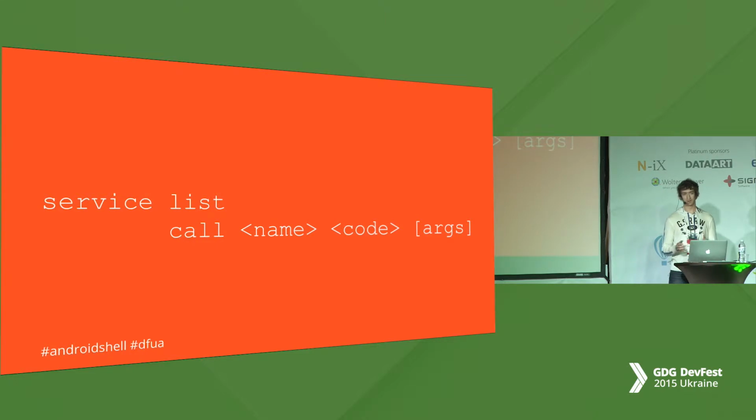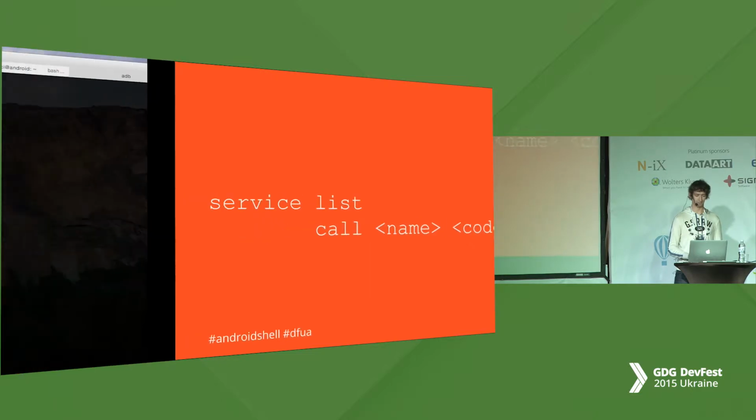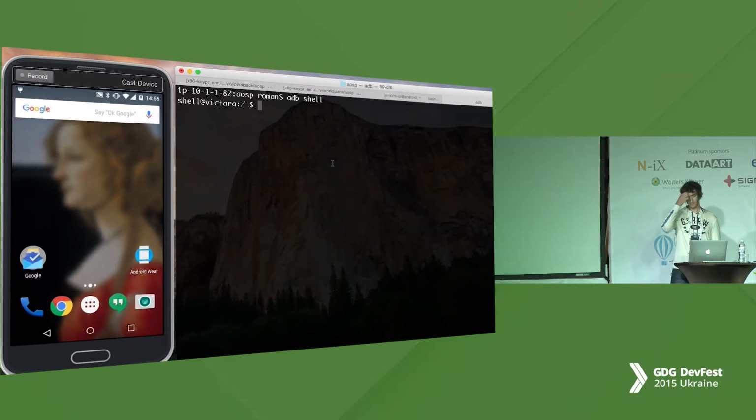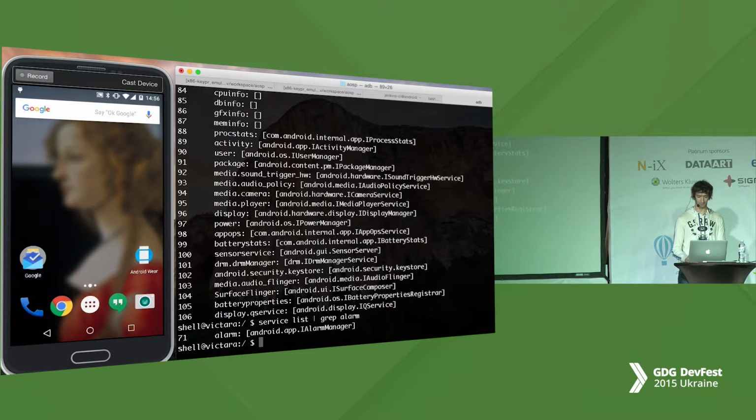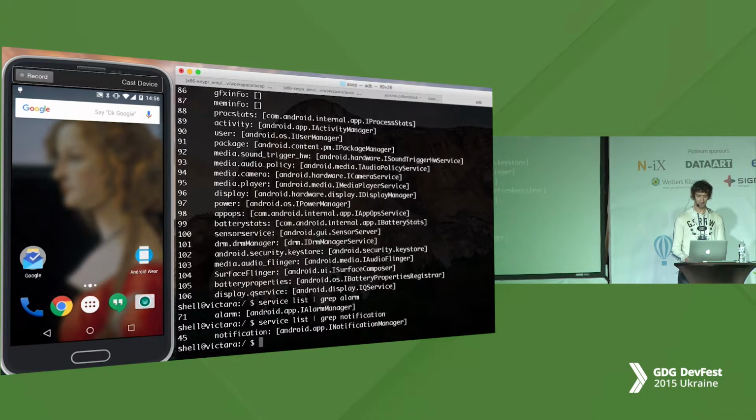So let's start, and for the beginning, just a little play with available commands. To list all of the available services on a device that are exposed by system processes, we can use the service command. If you type service list, then we get a pretty huge list of all the available services. If you take a closer look, you'll see that an alarm service is available, or notification service is also available.